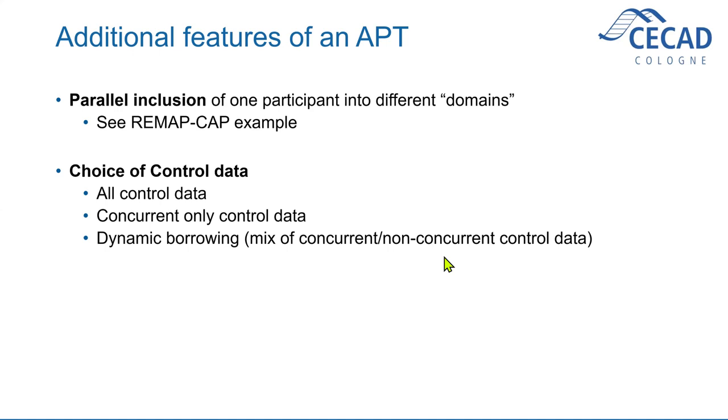And there are even more adaptive features of an APT. There's the possibility of including one and the same participant into different domains in parallel. You may want to have a look at the example of REMAP-CAP, which is a prime example of a COVID-19 treatment trial as an adaptive platform trial. And then the choice of control data: you may use all control data as control, as opposed to concurrent-only control data, or you may also apply dynamic borrowing. So it's a mix of concurrent and non-concurrent control data.